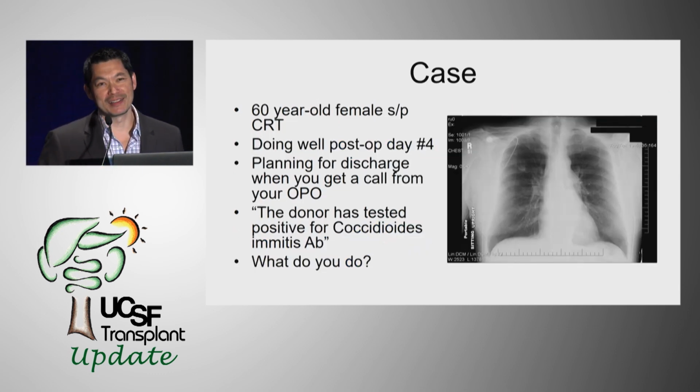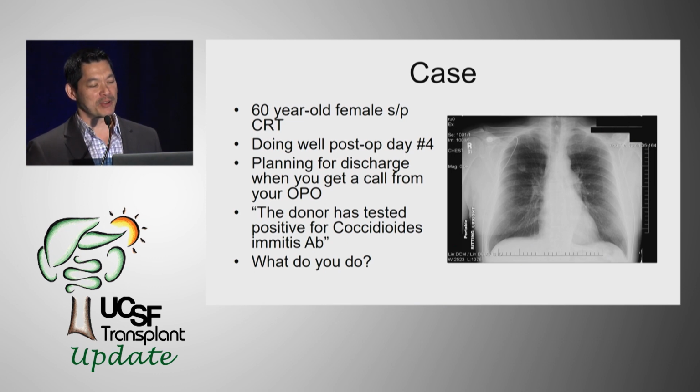So this is a typical case. A 60-year-old female, status post cadaveric renal transplant. She's doing well post-op day number 4, and you're planning for discharge. You're feeling pretty happy when you get a call from the OPO, and the OPO tells you the donor has tested positive for Cocci antibodies. What do you do? So turn to your neighbor and let's get some audience participation.